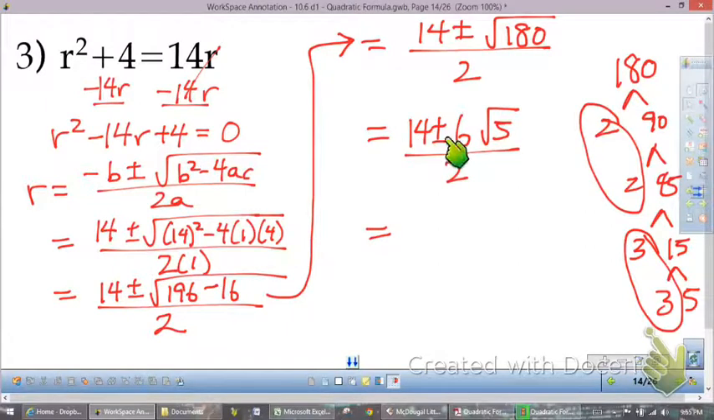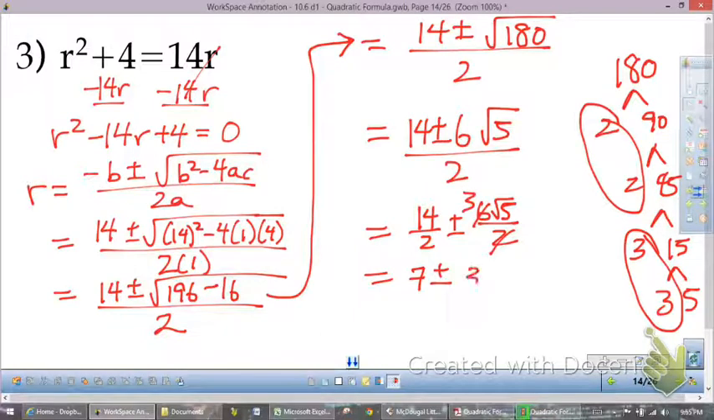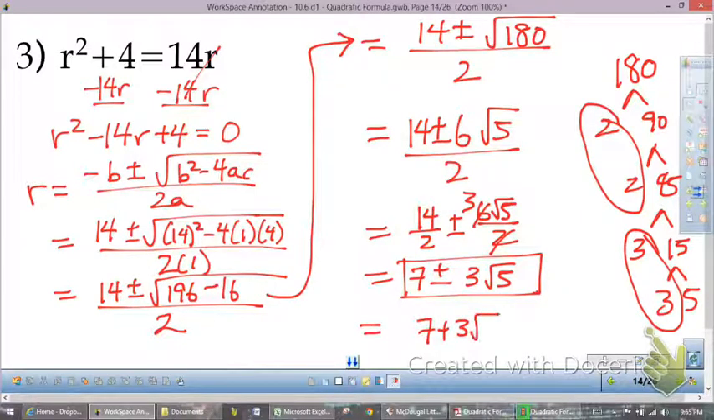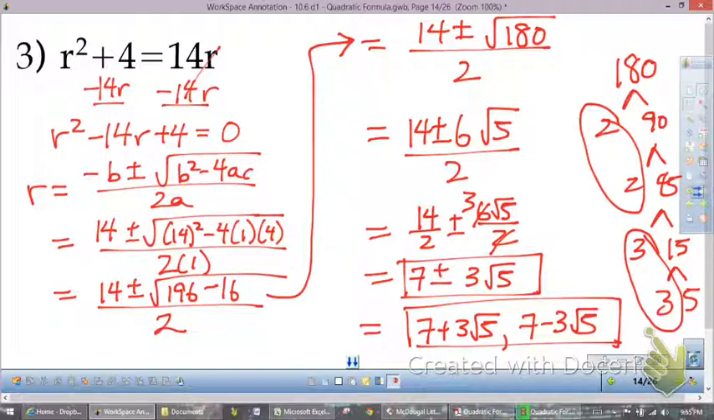So I can split that up into 2 parts because this is a common denominator. So I've got 14 over 2 plus or minus 6 root 5 over 2. 14 divided by 2, of course, is 7, plus or minus. And then I've got 3. Well, you know what? 2 goes into 6 3 times. So this is going to be 3 root 5. Now you could write it that way, or another way you can write it, if you want, is 7 plus 3 root 5, comma, 7 minus 3 root 5. Either way would be acceptable. And there you have it.